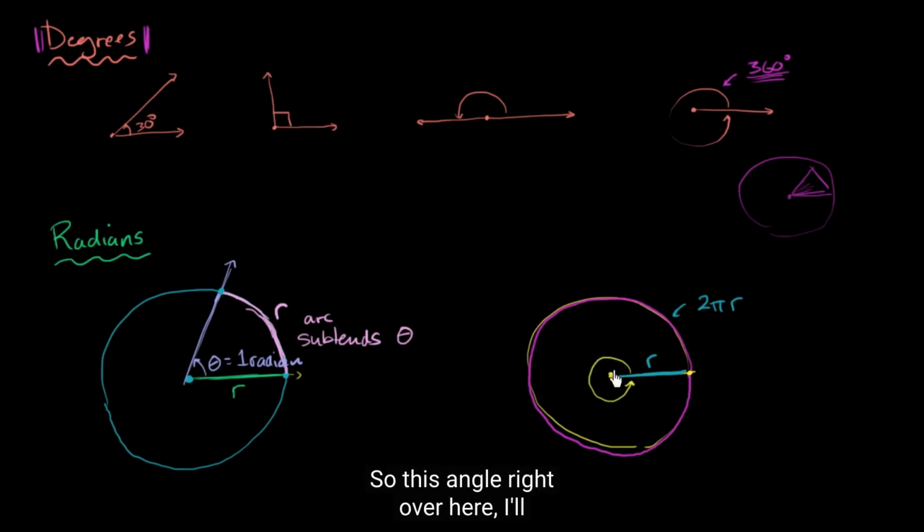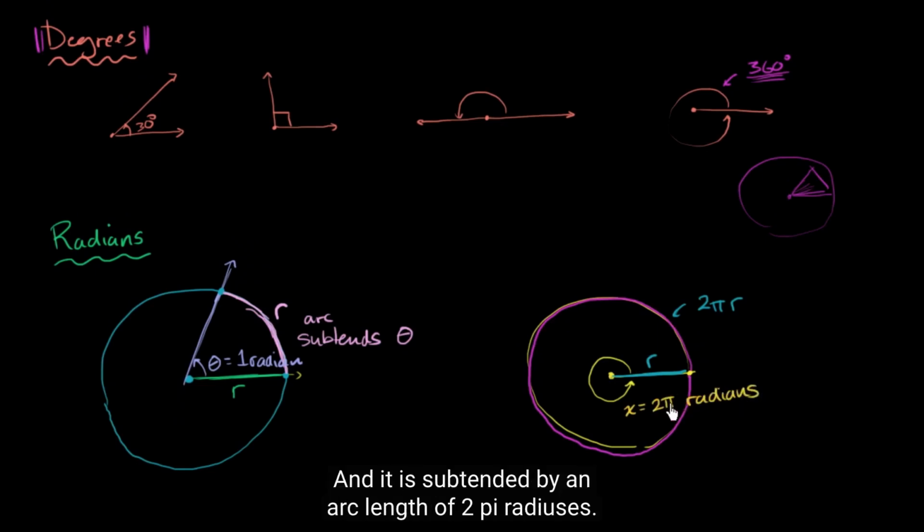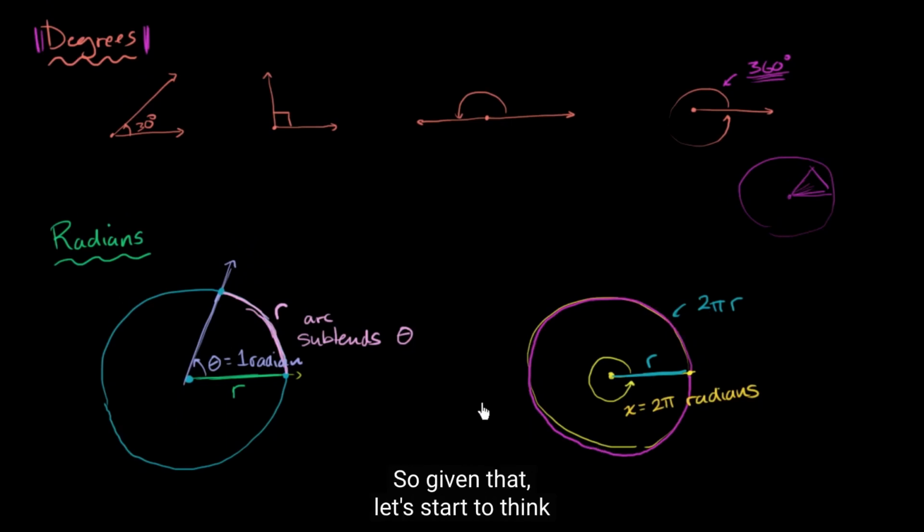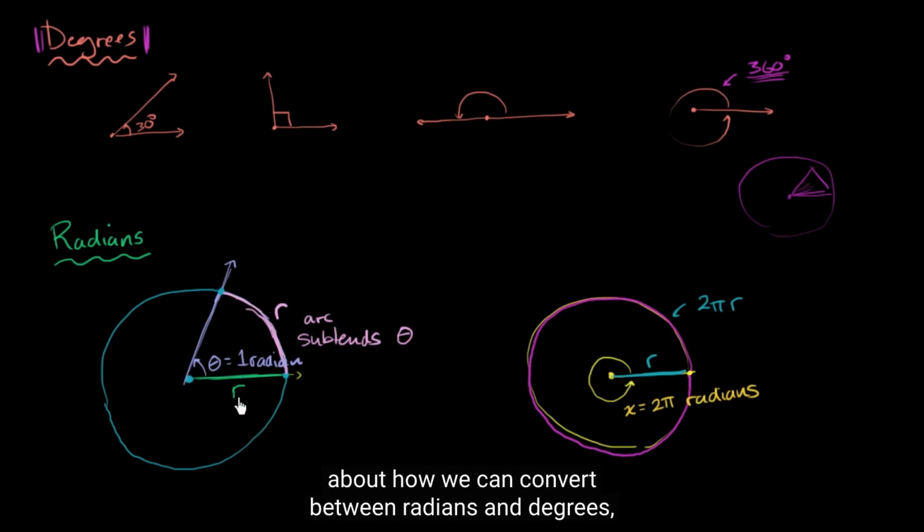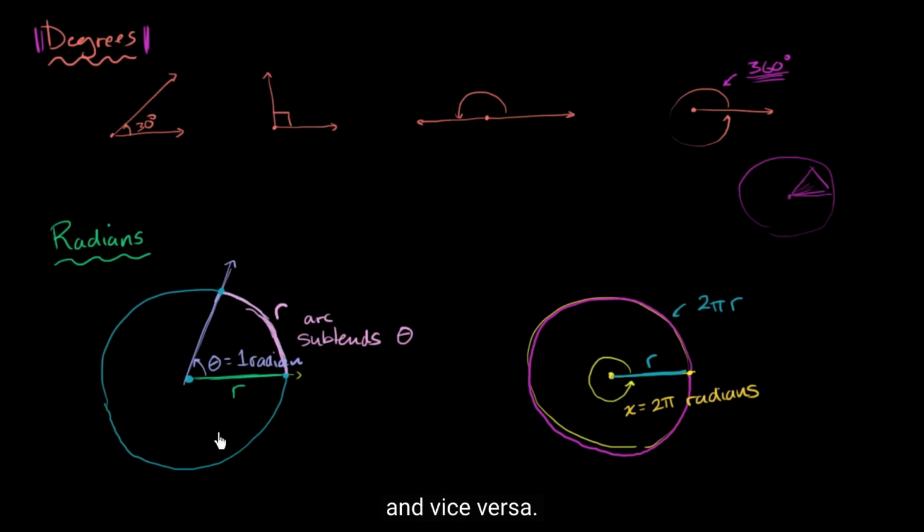So this angle right over here, let's call this angle x. X in this case is going to be 2 pi radians, and it is subtended by an arc length of 2 pi radiuses. If the radius was 1 unit, then this would be 2 pi times 1, 2 pi radiuses. So given that, let's start to think about how we can convert between radians and degrees and vice versa.